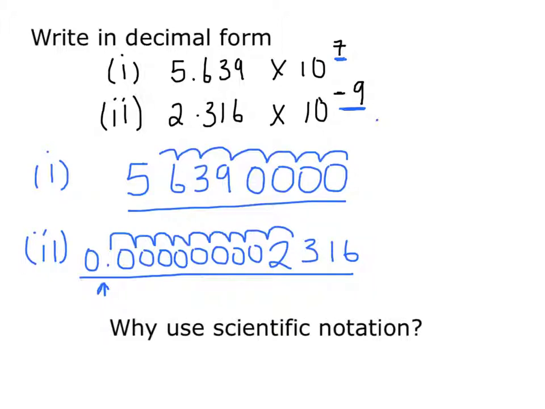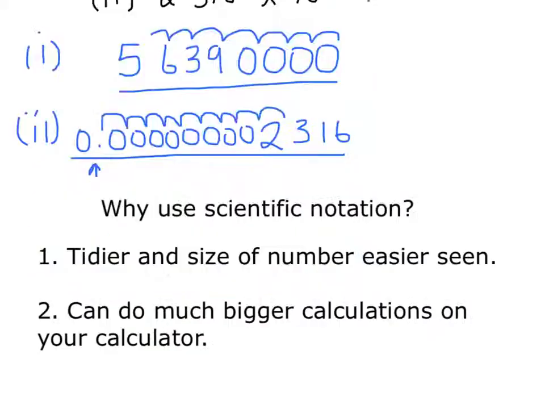You may have found yourself asking the question, why use scientific notation? Two main reasons. Firstly, scientific notation is a tidier method of displaying a number, and also you can read the size of the number much more readily when it's in scientific notation, because the size of the number can be seen from the power on the 10.